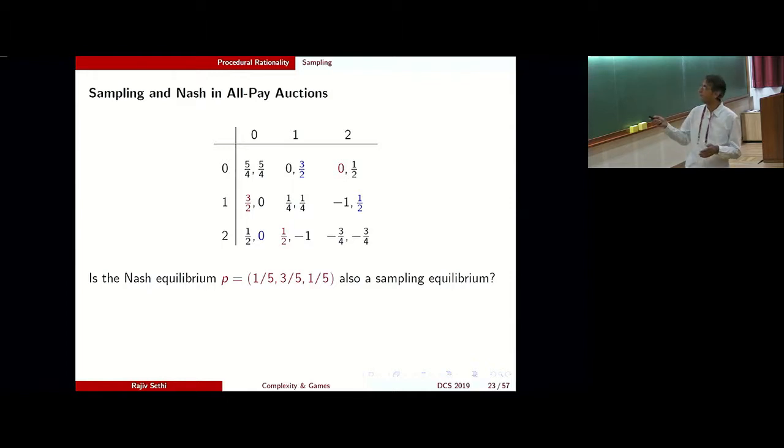You're absolutely right. If I look at these payoffs and I know that my opponent is playing P1, P2, P3, I can figure out my best response. Sure, I can do that. It will depend on P, of course, but we're not taking that approach.